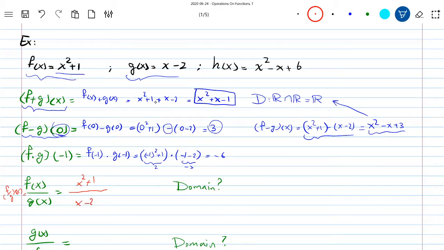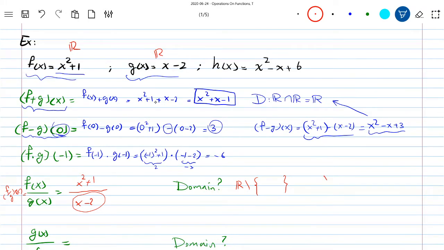This is the function. But what if they ask you what is the domain? Domain here was all real numbers, R, for f. For g, it is all real numbers. So I can say the domain is all real numbers, except I have to exclude some points. What points do I exclude? I exclude the points that make the denominator 0, because if the denominator is 0, then you have an undefined fraction, as we discussed for rational functions.